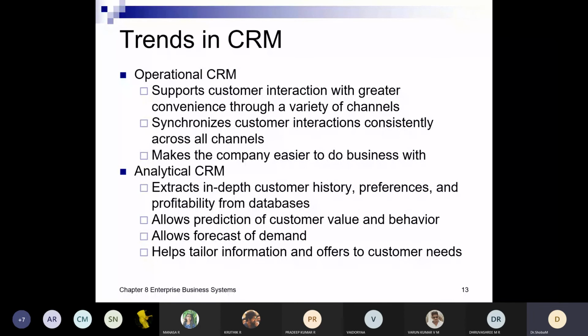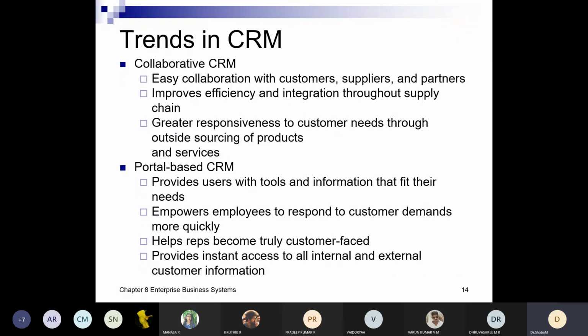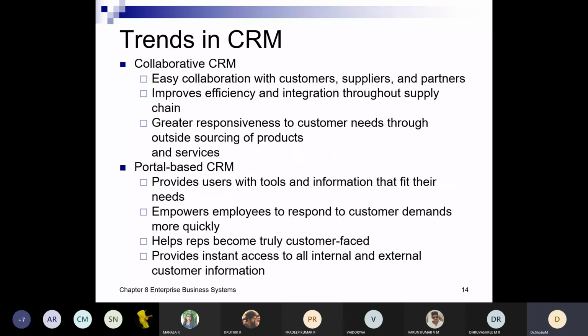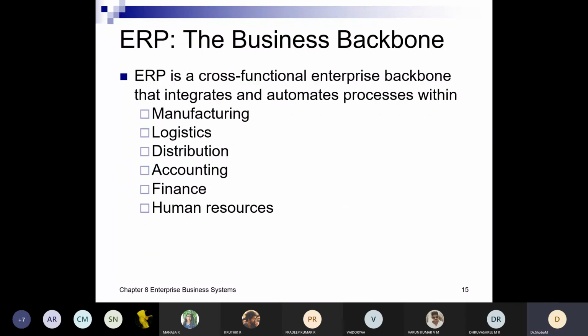And next is tailor information and offers to customer needs. This is also important. What is the need of the customer? So trends, operational is done, analytical is done, and next is collaborative CRM. So easy collaboration with the customers, suppliers, and partners. It improves efficiency and integration throughout the supply chain. Greater responsiveness to customer needs through outside sourcing of products and services. Similarly, portal-based CRM provides users with tools and information that fit their needs and empowers employees to respond to customer demands more quickly. Representatives become truly customer faced, with instant access to all internal and external customer information.